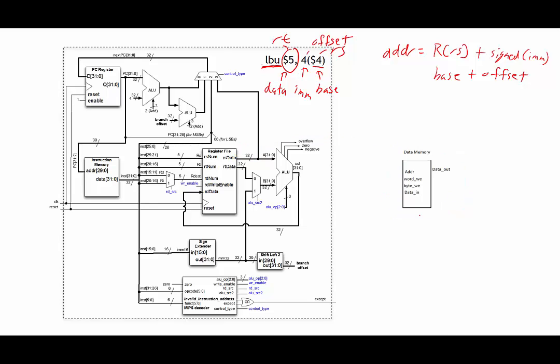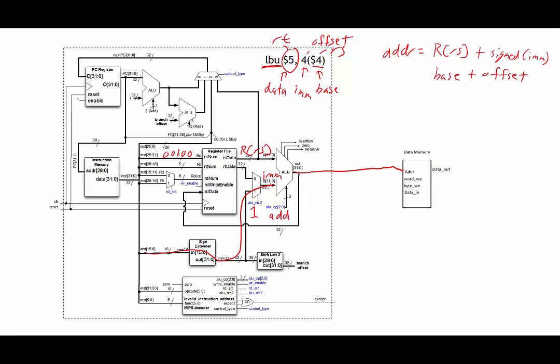To calculate the address, we want to find R of RS. Here RS is the value 4, and the contents of RS will come out right in front of the ALU. To calculate the offset, we're going to take our immediate value and feed it through the ALU source 2 mux, which will have to have the value 1, and we will now have our sign extended immediate coming into our ALU.